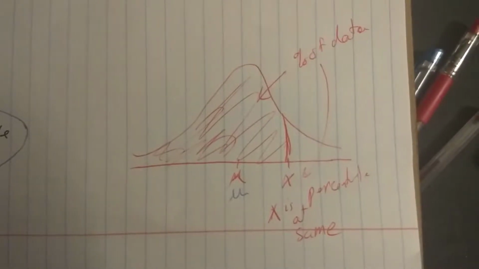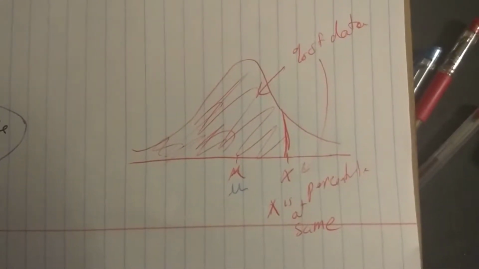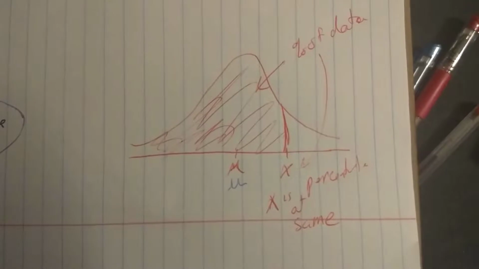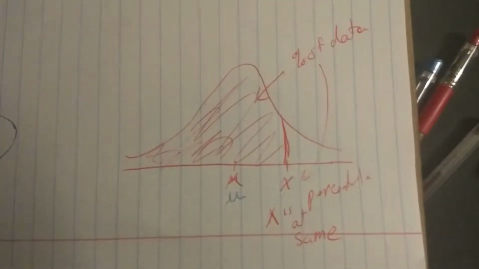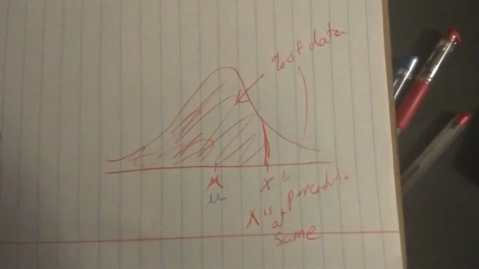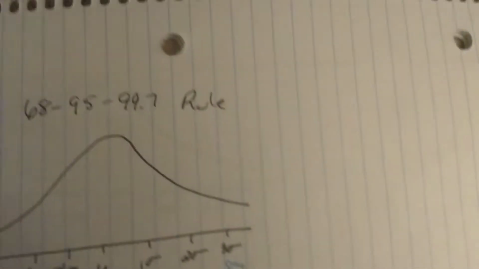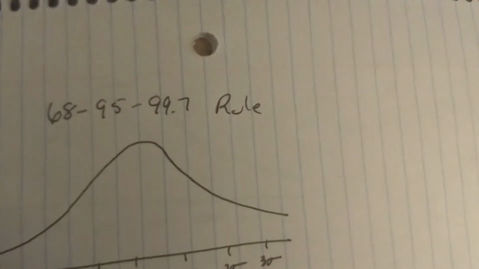We'll talk about how to find percentiles at a certain value and how to find the percent of data below or above a value shortly. But first I want to touch on the 68, 95, 99.7 rule.